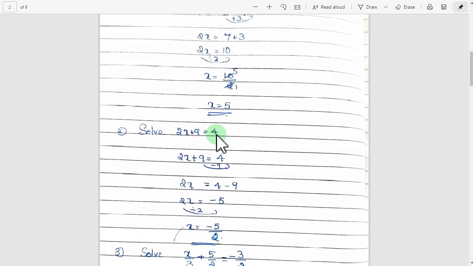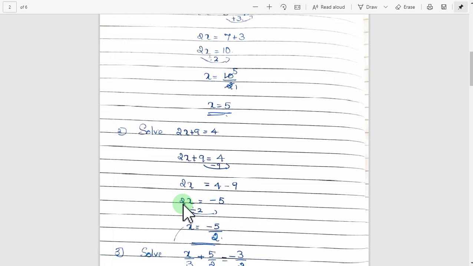Solve 2x plus 9 is equal to 4. Now take 9 to the other side, plus 9 with the sign. See the sign: plus becomes minus, minus becomes plus. The 4 which is on the right hand side should come first. Plus 9 becomes minus 9. So 4 minus 9 is minus 5. You are subtracting these two numbers: 4 has a plus sign, 9 has a minus sign. After subtracting, put the sign of the bigger number, 9, whose sign is minus, so minus sign for the answer.